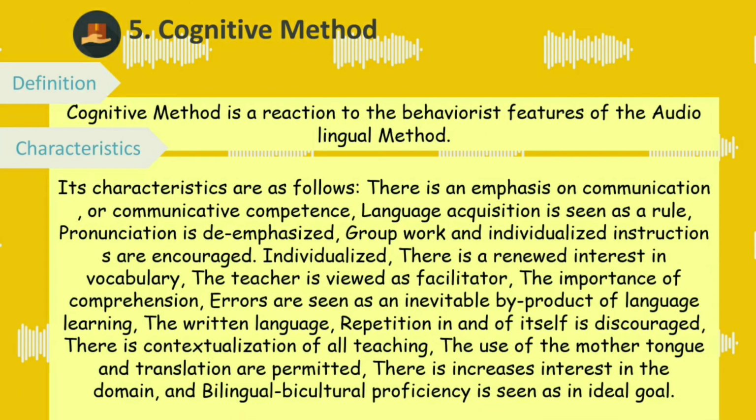Well, the next method is cognitive method. The definition of this method is a reaction to the behaviorist features of the audiolingual method. The characteristics of this method are as follows. There is an emphasis on communication or communicative competence. Language acquisition is seen as rule formation. Pronunciation is de-emphasized. Group work and individualized instruction are encouraged.